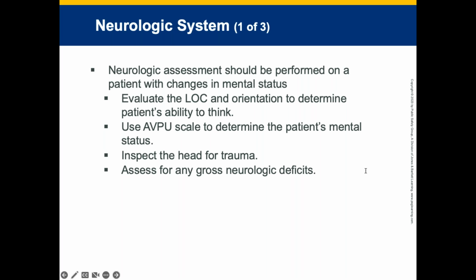Can you feel this and can you feel this? Does this feel the same as this side? Shrug your shoulders. Shrugging your shoulders checks your accessory nerve, right? So there's different ones that we can utilize for different testing to make sure that our brain is functioning appropriately.